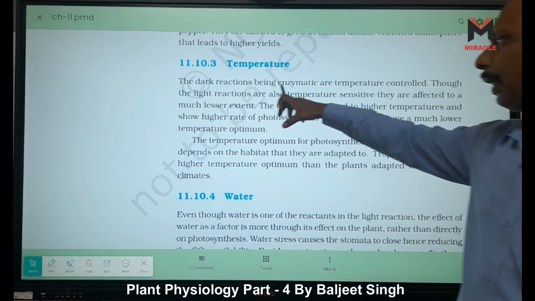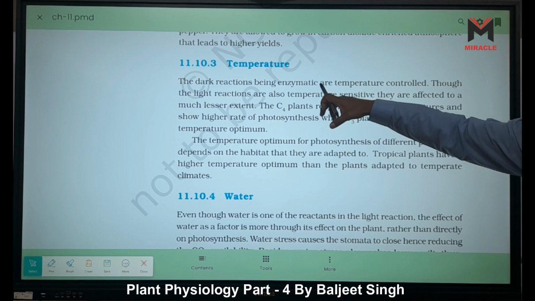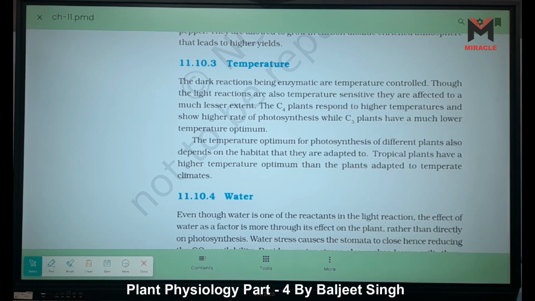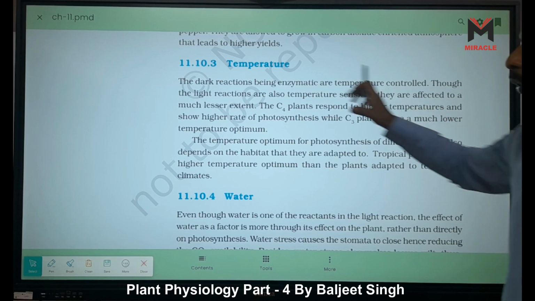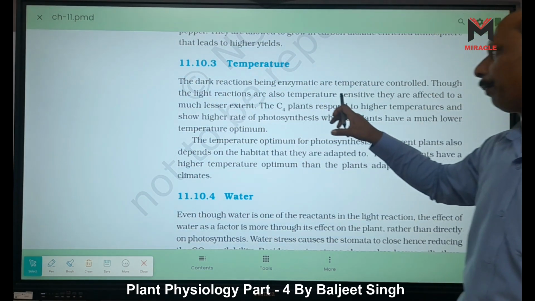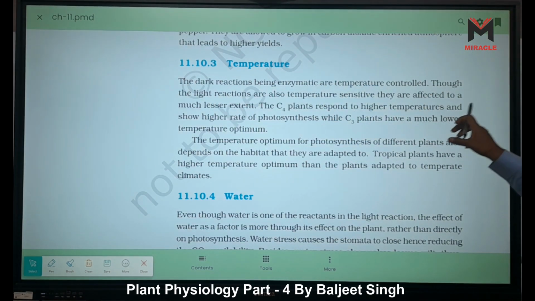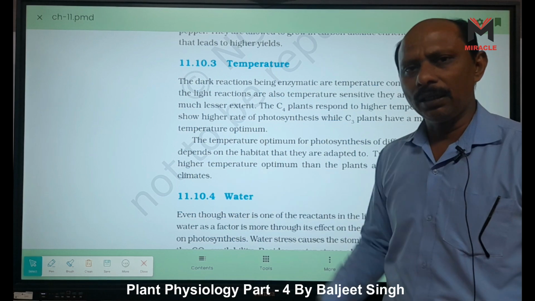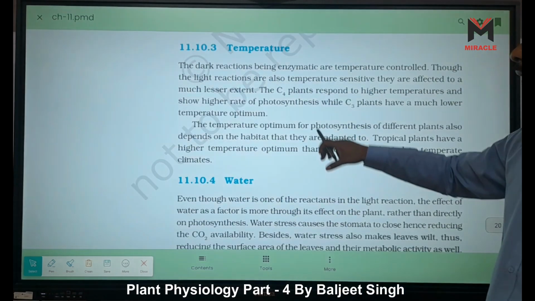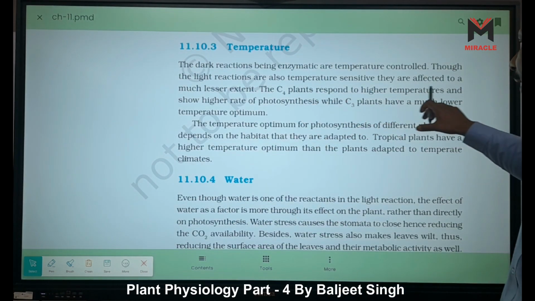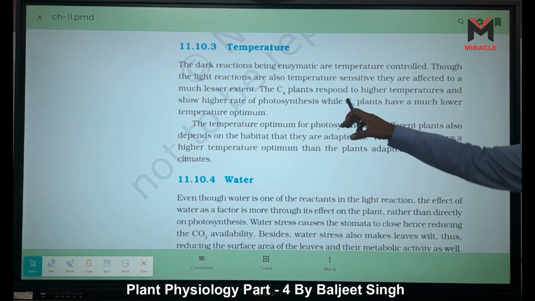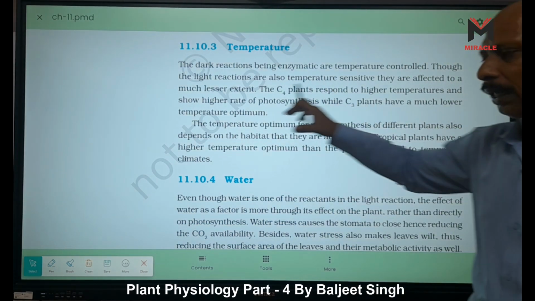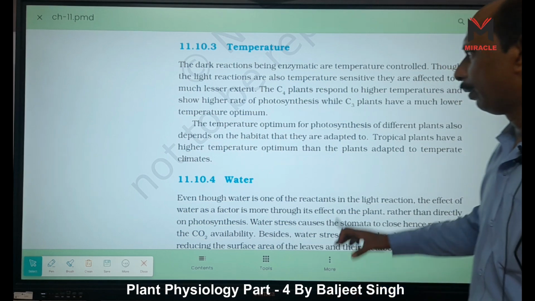Temperature: the dark reaction is enzymatic, and we know an enzyme has an optimum temperature. Though the light reactions are also temperature sensitive, they are affected to a much lesser extent, but they are affected, right? The C4 plant responds to high temperature and shows a higher rate of photosynthesis, while C3 plants have a much lower temperature optimum, right?